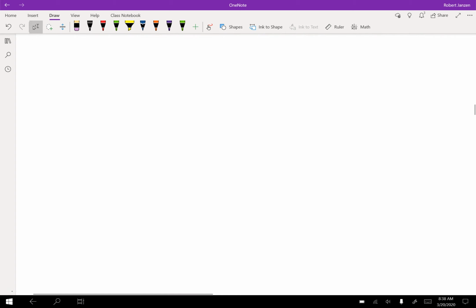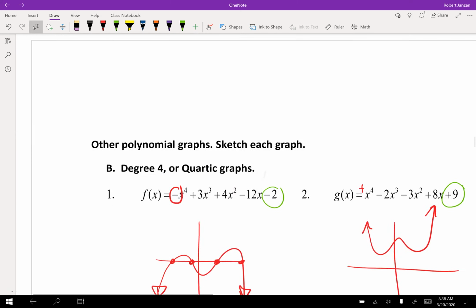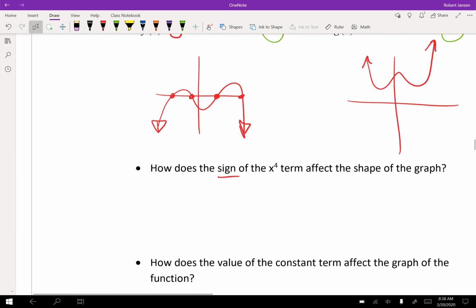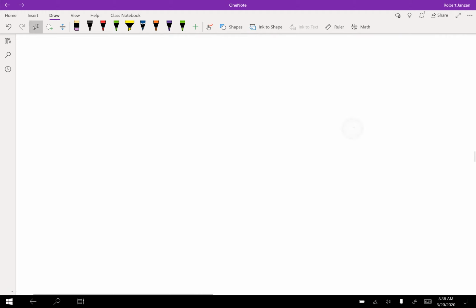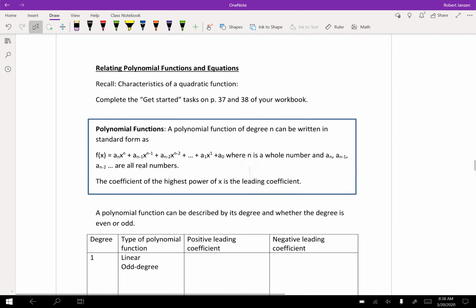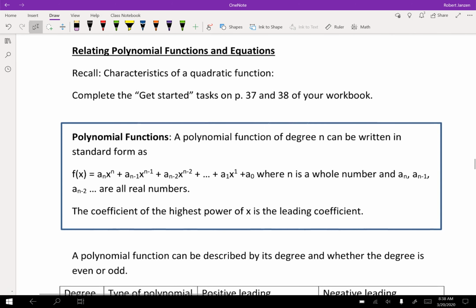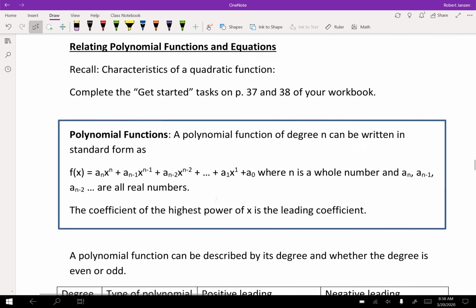We can begin today's lesson. So yesterday, or whenever you looked at the last lesson, we began looking at polynomial functions and what they look like. And today we're going to get into actually graphing them. There's a couple of pieces of information we should look at first.